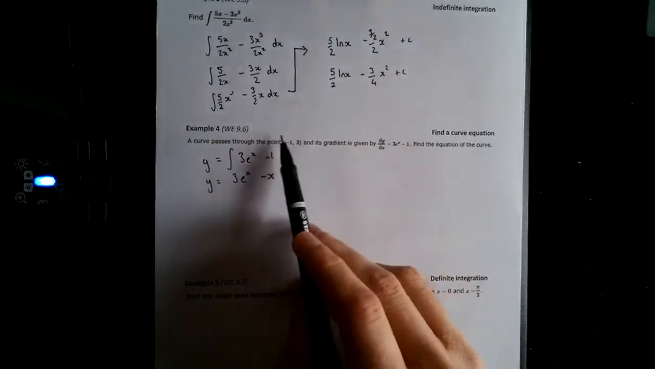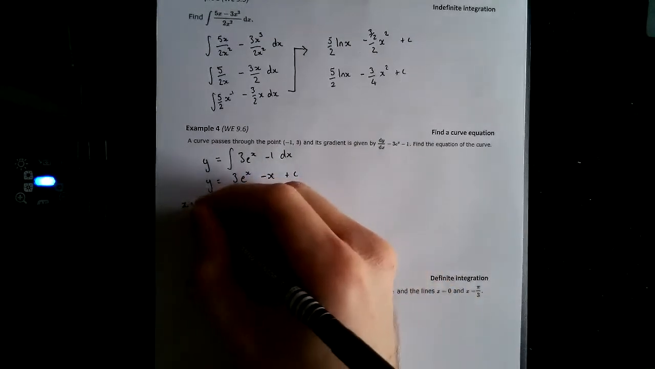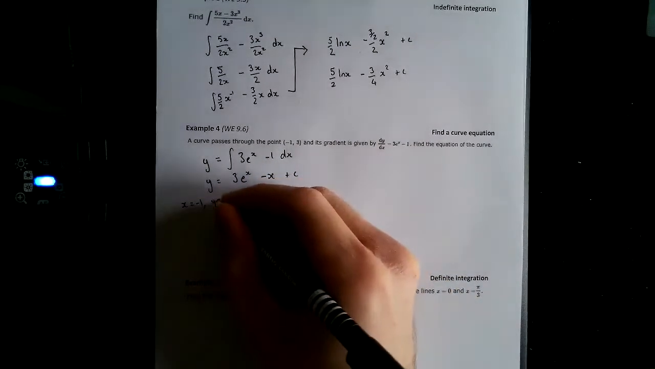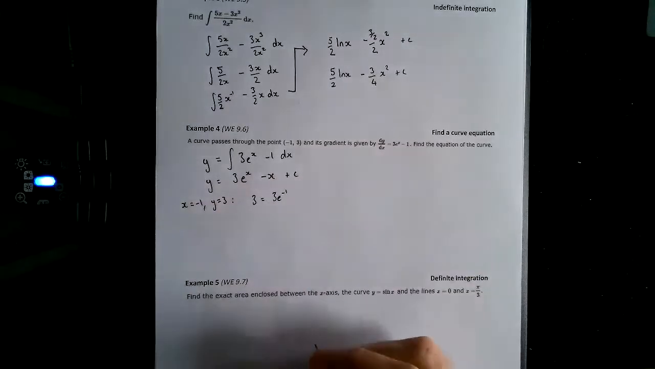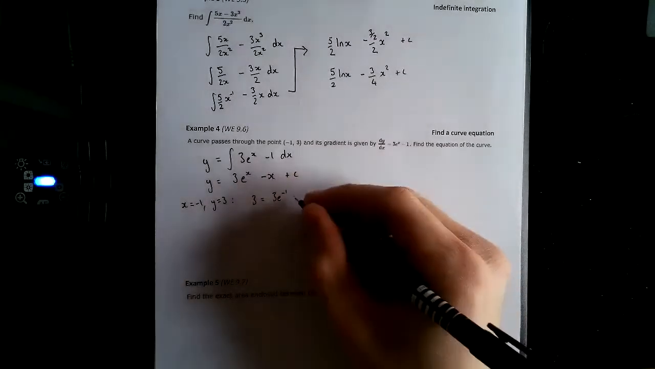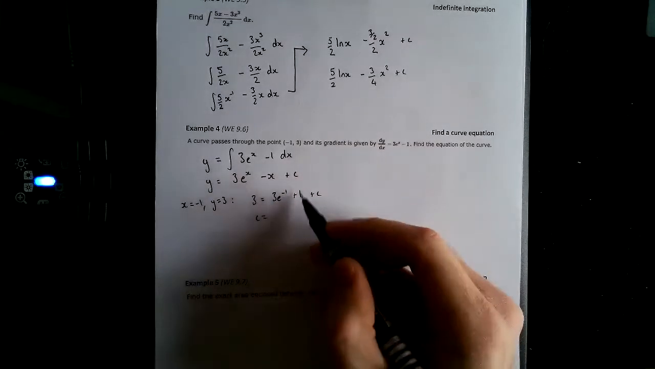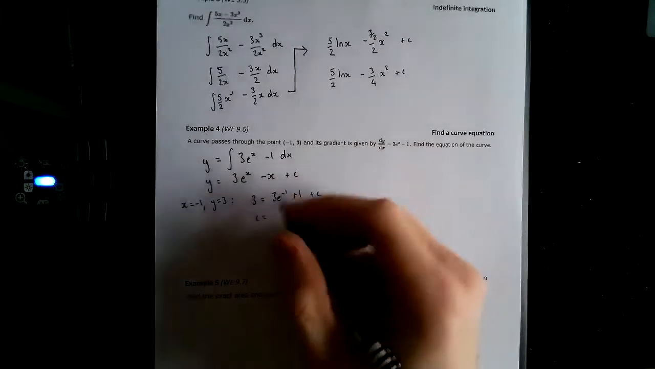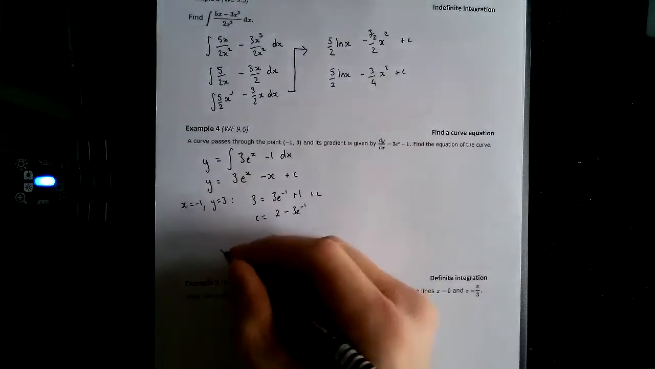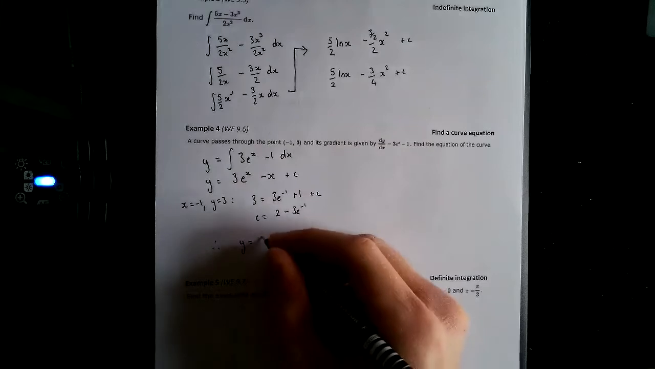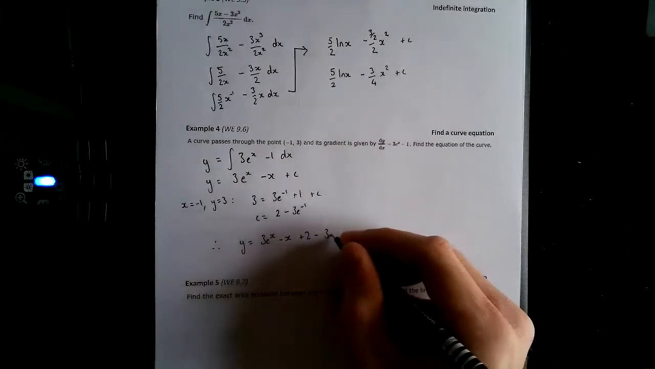But this time, we've got coordinates to help us work out what the c is. So if I sub in x is 1 and y is 3, we get 3 equals 3e to the 1, minus 1, so plus 1, plus c. So c is, take away 1, so that gives me 2 minus 3e. So therefore, y is 3e^x minus x plus 2, take away 3e.